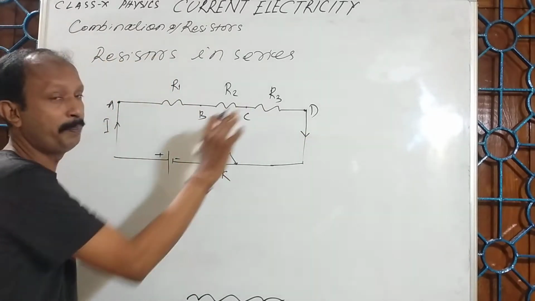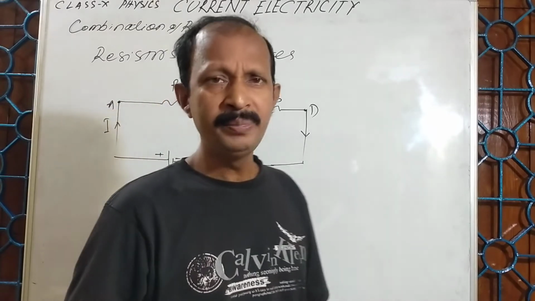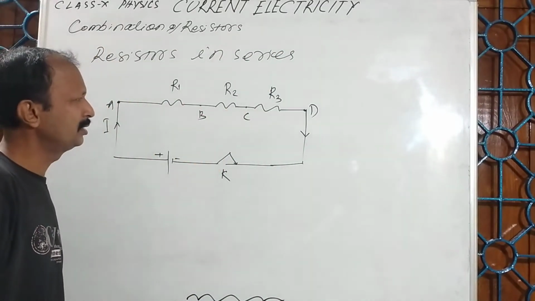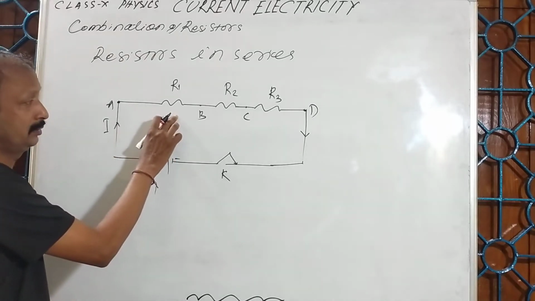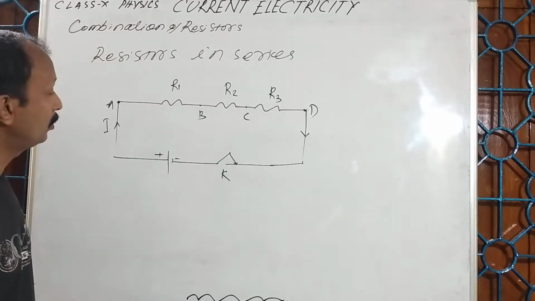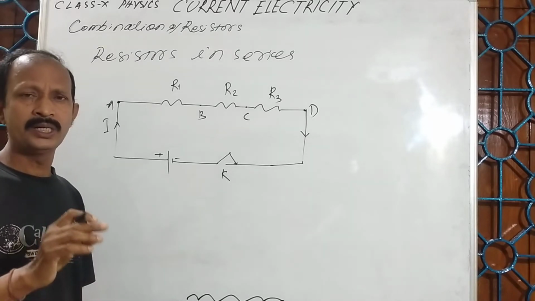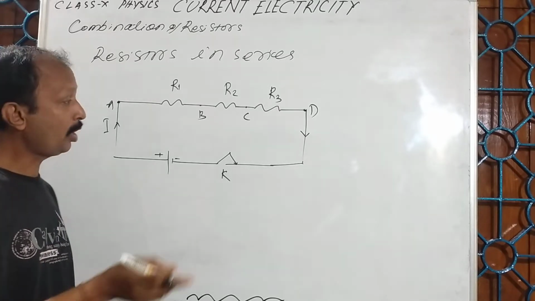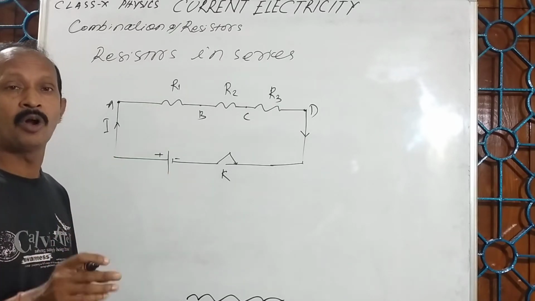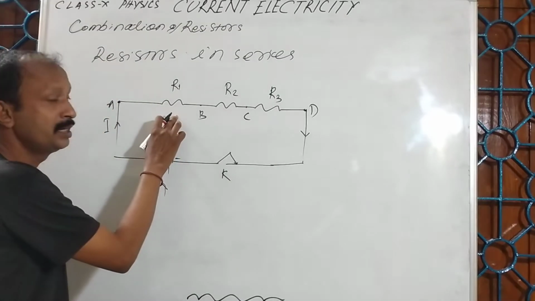So there is a single path. So the flow of current throughout the path will be equal because there is a single path. But here the resistances are different. I have taken here R1, R2, R3. So definitely there will be potential differences. Current will remain the same in series connection, but potential will not be the same. Why will the potential not be the same? The reason is that here resistances are different.